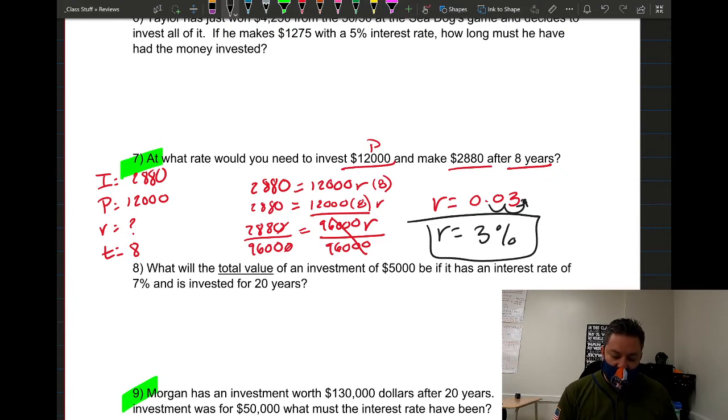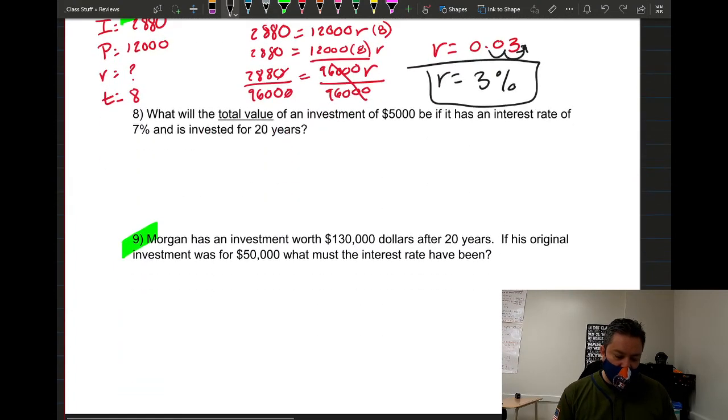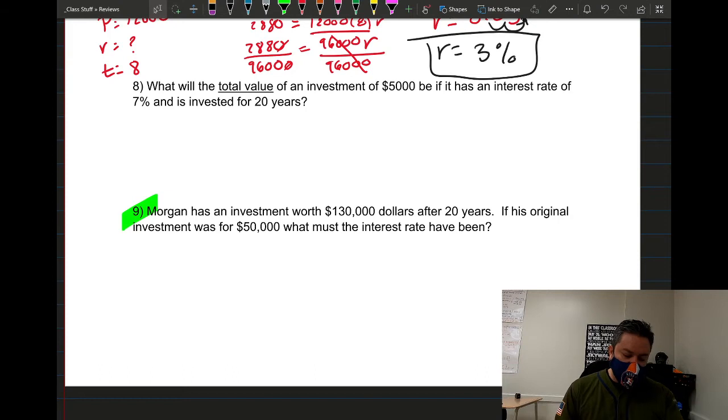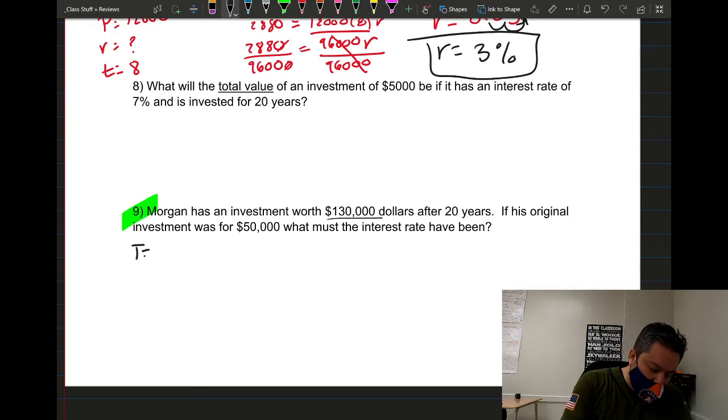And number 9 is going to be very similar. Number 9, Morgan has an investment worth, this is the investment, that's how much it's worth. We have to do a little extra step, and you have to be cautious of this, because if you don't read this correctly and don't do that extra step, you're not going to get it right. So she has an investment worth $130,000. That's the total.